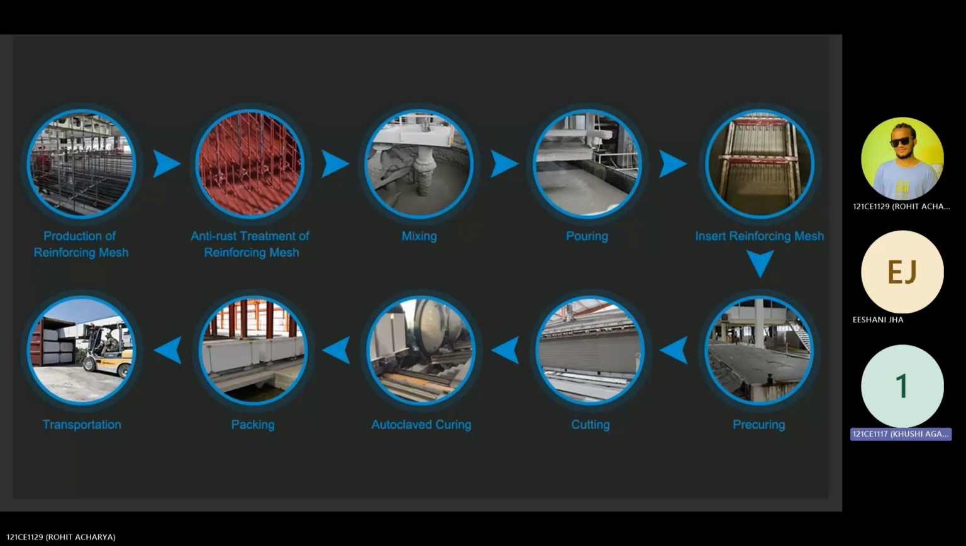Similarly, we have a diagrammatic explanation of the production of reinforcing mesh, where the first step is the anti-rust treatment, followed by mixing, pouring, pre-curing, cutting, autoclave curing, and finally it is packed and transported.